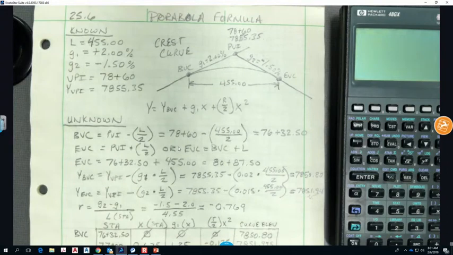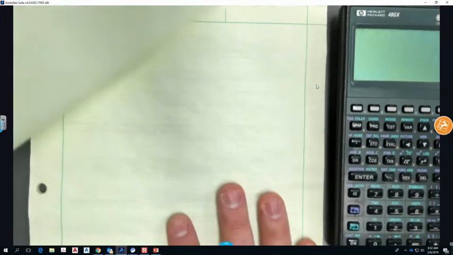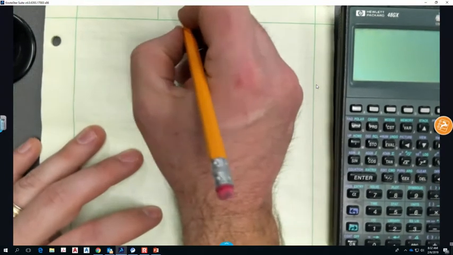We could tackle 25.7 out of the book. That's a. Never mind. That's a crest. No, that's a sag curve. Double sag. So, all right. I'll just make one up quick for a sag curve. Okay, so now we're going to talk about a sag curve.